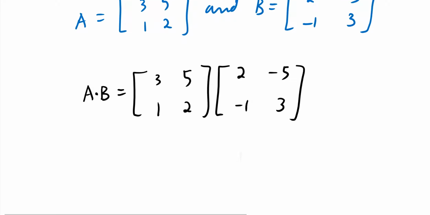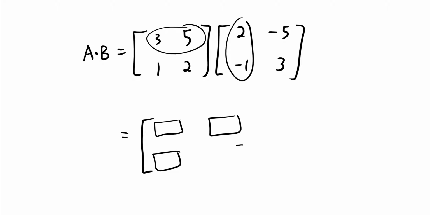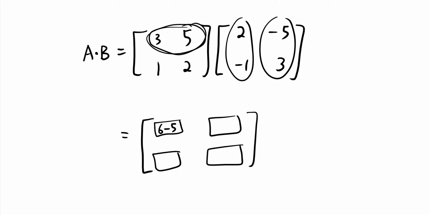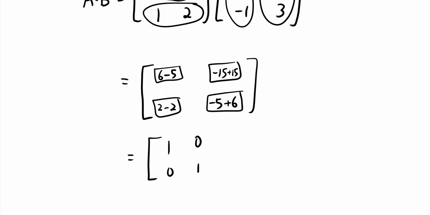How do we multiply? If you remember, we multiply row by column. The first row by the first column: 3 by 2 plus 5 by negative 1. It's a 2 by 2 matrix. 3 by 2 is 6, minus 5. Same row with the next column: 3 by negative 5 is negative 15, and 5 by 3 is 15. I'm done with the first row. Next row: 1 times 2 is 2, 2 minus 1. 1 times 5, negative 5, 2 by 3 is 6. That gives us 1 0 0 1. It gives me the identity matrix.